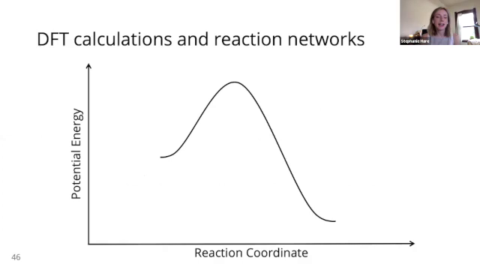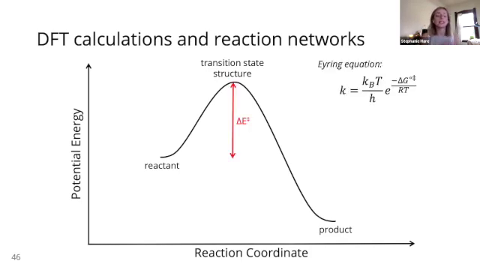And so if you've taken introductory chemistry, you've probably seen a plot like this before. It's a reaction coordinate diagram where we have reaction coordinate versus potential energy. And on this diagram, at an energy minimum, we have a reactant that goes over a transition state structure at an energy maximum and then goes to a product. And this activation barrier is what we can use.